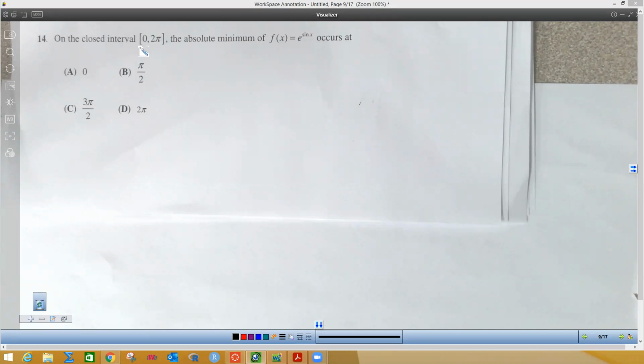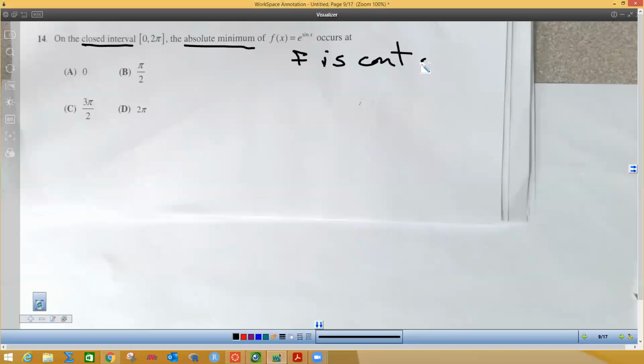Okay, so 14 says on a closed interval, big deal that this says closed interval and absolute min. That tells me that we have an EVT if this graph is continuous, which it is. There's nowhere that you can plug any x in here you want, and sine is continuous, and so e to a power is going to be a continuous graph. Now, if this was open, you would have to say f is continuous, and you would say on the interval they gave me. And since it does give you a closed interval, if f is continuous on a closed interval, that means EVT is applicable. In other words, there's a guaranteed max and a guaranteed min on this graph.